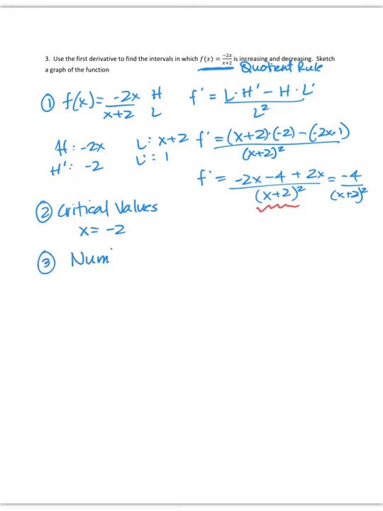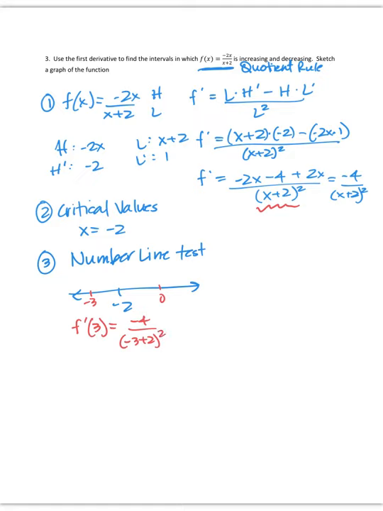So we're doing the number line test. And again, our critical value is negative 2. So we're going to pick values on either side. And again, negative 3 and 0. We are going to plug those into the derivative, which is negative 4 over x plus 2 squared. For negative 3, that's negative 4 over negative 3 plus 2 squared, which would give us a negative value. And if I plug in the 0, I'm going to have negative 4 over 0 plus 2 squared. And again, that's also going to give us a negative value.